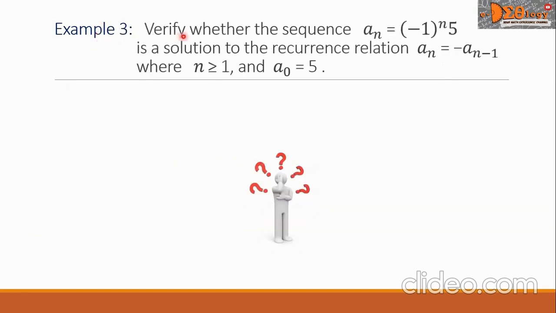Example 3. Verify whether the sequence a sub n equals negative 1 raised to n power multiplied by 5 is a solution to the recurrence relation a sub n is equal to negative a sub n minus 1, where n is greater than or equal to 1, and a sub 0 equals 5.